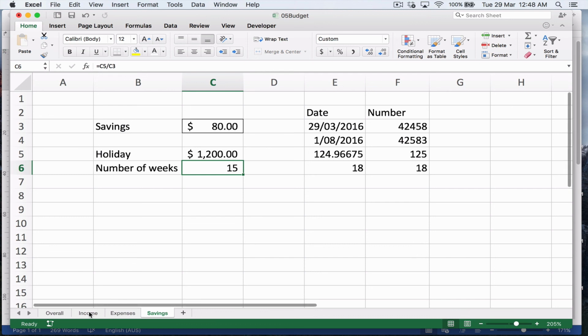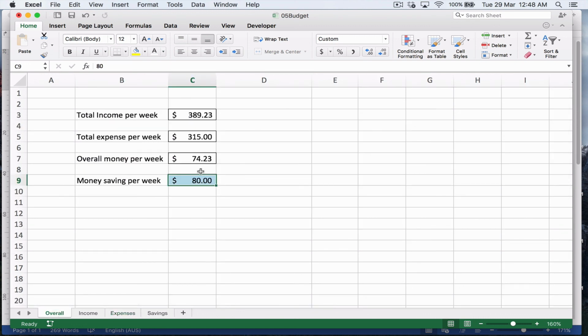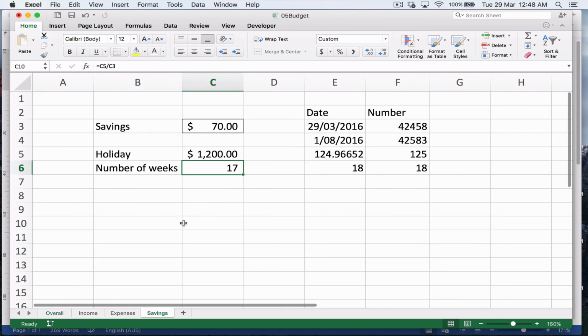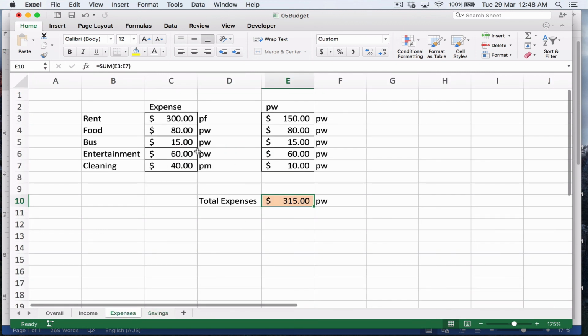If we go back to our expenses though, put this back up to 60. My expenses is $315. I only have $74, so I can only put $70 away. Okay, and my savings is going to be 70. All right, 17 weeks. Oh, I'm still under, right? So that means that yes, it's okay for me to put it up to $60.